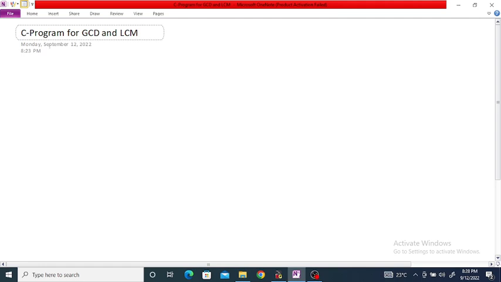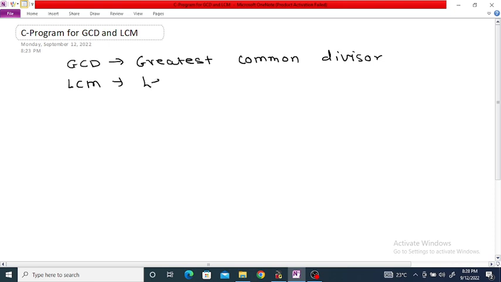C program for GCD and LCM. So GCD stands for greatest common divisor, and the LCM stands for least common multiple.